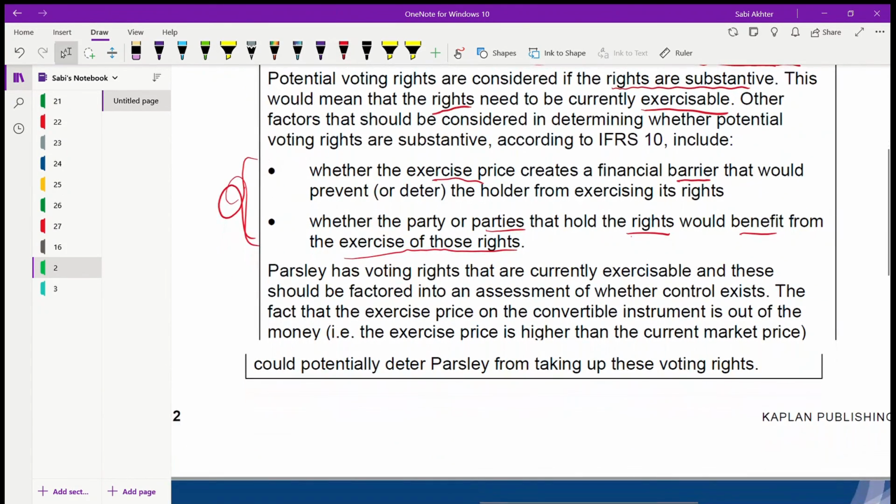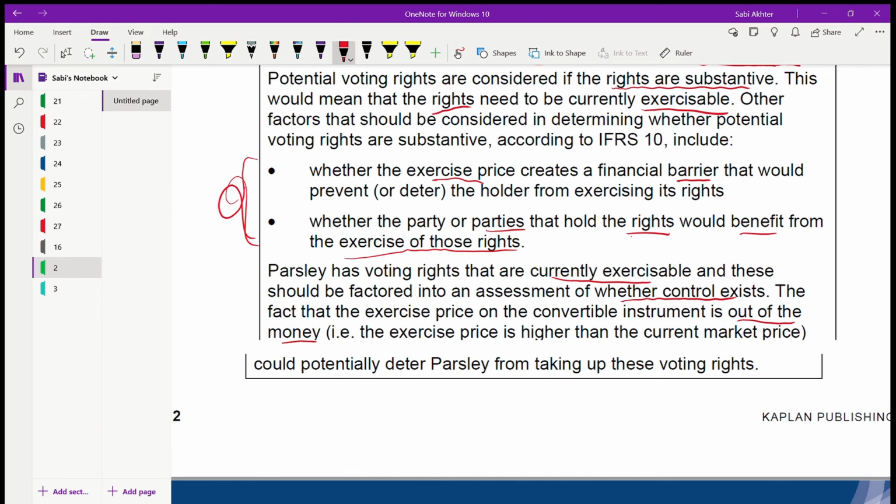Parsley has voting rights that are currently exercisable, right? And this should be factored into the assessment of whether control exists or not. You should take this also into account. So the fact that the exercise price on the convertible instrument is out of the money. What do you mean by out of the money? You should see this whenever you are given an option. A right to exercise means it's like an option only, okay?